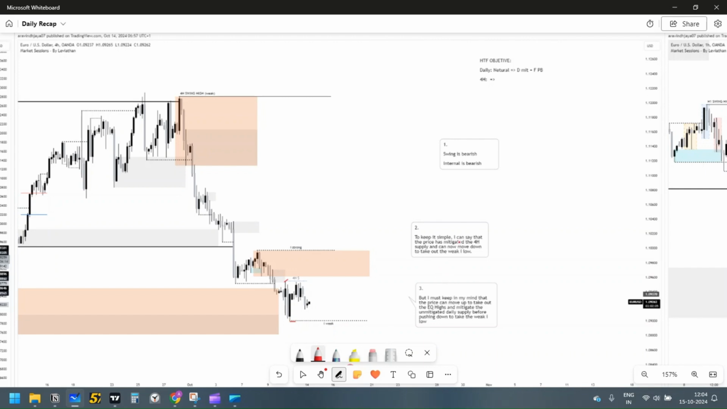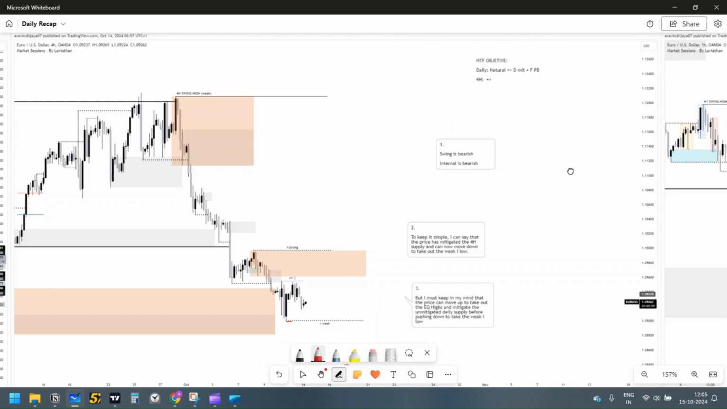To keep it simple, I can say that the price has mitigated the 4 hour supply. We can now move down and take out the weak internal low. Here is the 4 hour supply mitigation. But I must also keep in mind that the price can move up to take out the equal highs and unmitigated daily supply before pushing down to take out the fractal low. So there are some complications. That's why my bias in the 4 hour is a bit neutral.